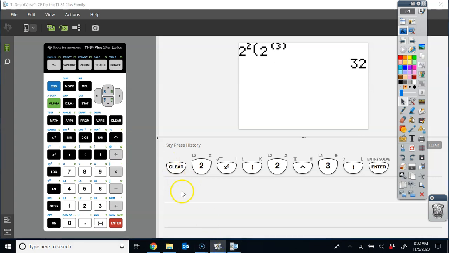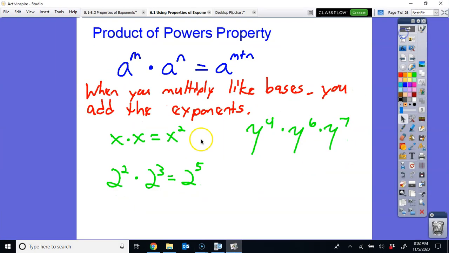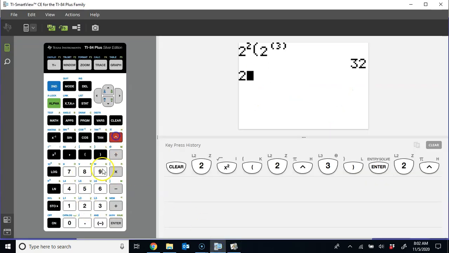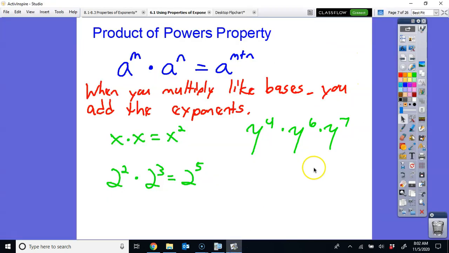What I'm saying is that if you know how to simplify it to 2 to the 5th, 2 raised to the 5th is a lot quicker to type in. So notice it gives me the same answer, though, because those are equal. That's what these properties tell me. When you multiply like bases, you add the exponents.